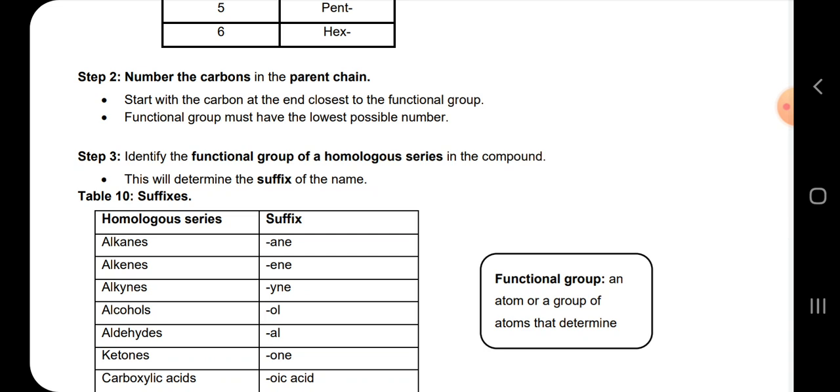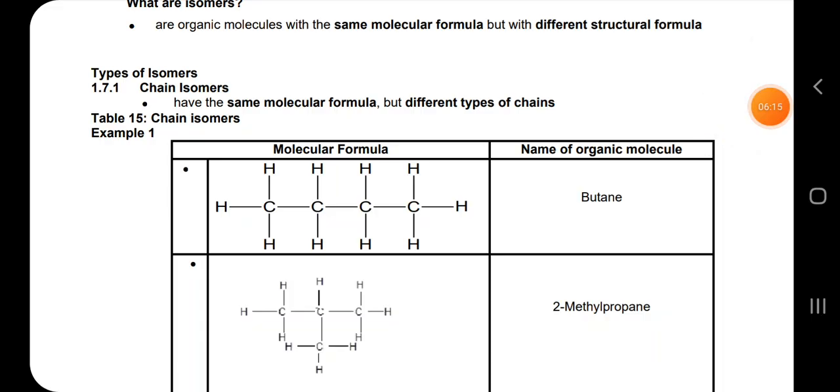Let's look at an example. Let's look at this butane molecular structure. This structure has only hydrogen and carbons, right? We know that it is an alkane. And how many C's are in there? We have 1, 2, 3, we have 4. So that is but.